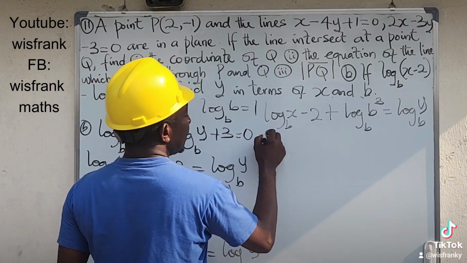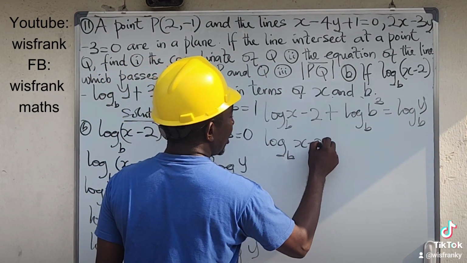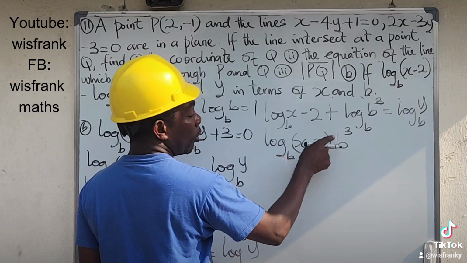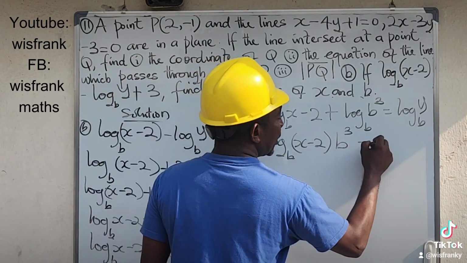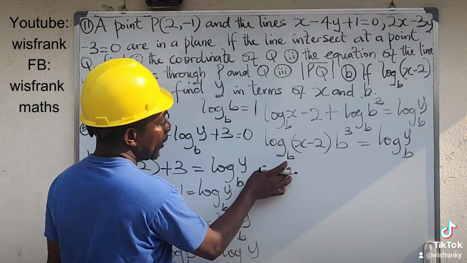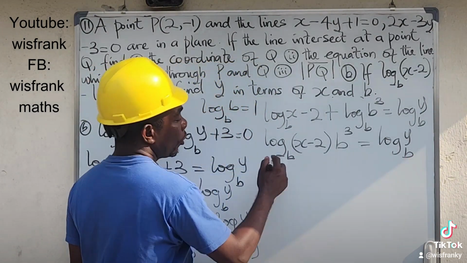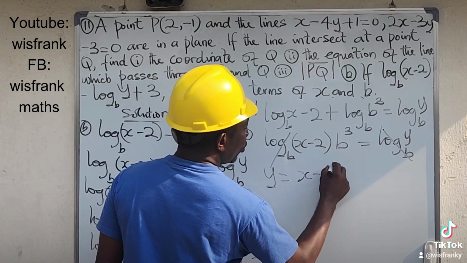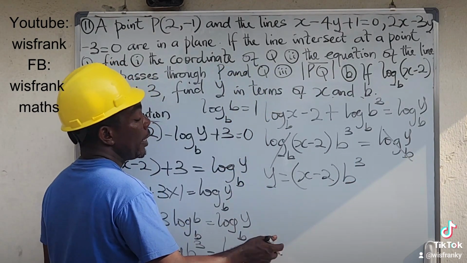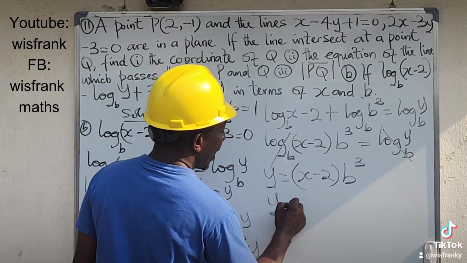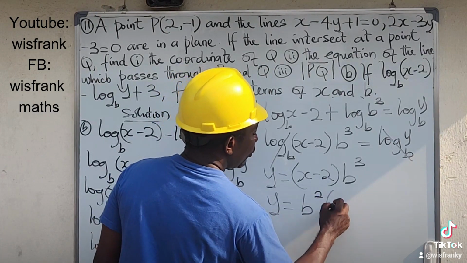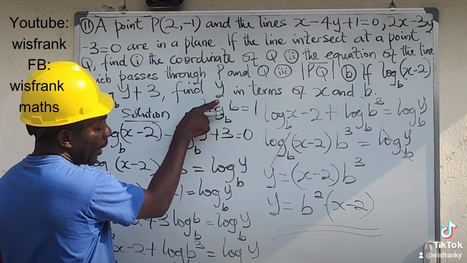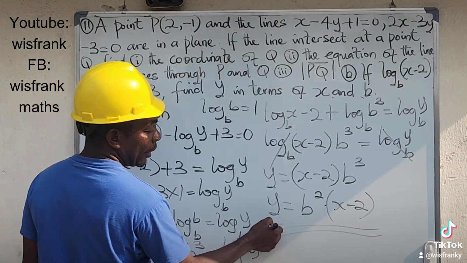This is the same thing as log base b of x minus 2 times b raised to the power of 3, because it is an addition sign. When the two of them come together, we turn to multiplication, the same base. This equals log y base b. So here we have base b here, base b here. So these two will cancel each other, and we are now left with y equals x minus 2 into b raised to the power of 3. In any way, we can also write it as y equals b raised to the power of 3 into x minus 2. Either of the two answers is correct. So this is the value of y in terms of x and b.